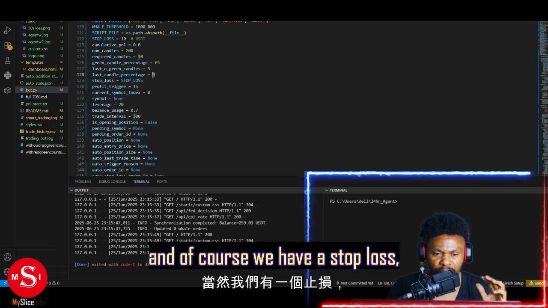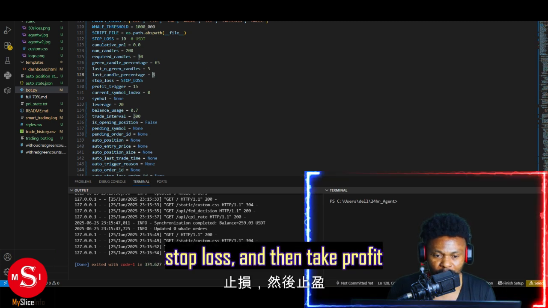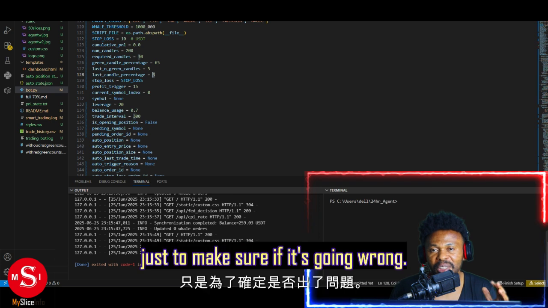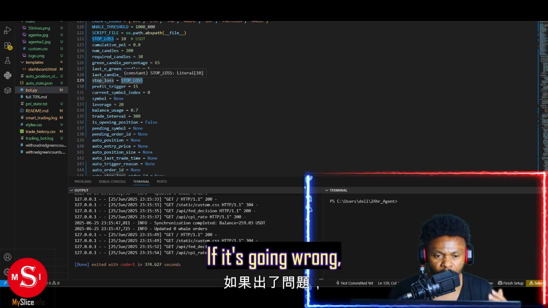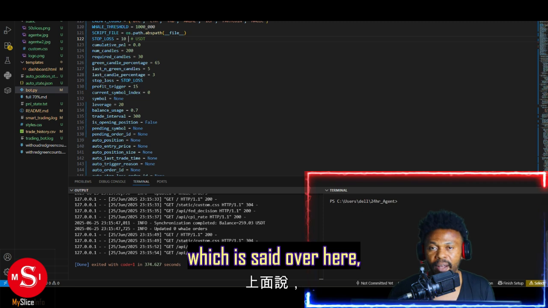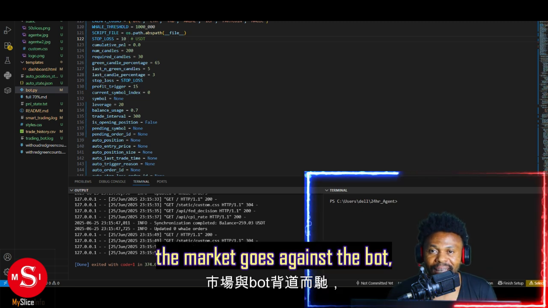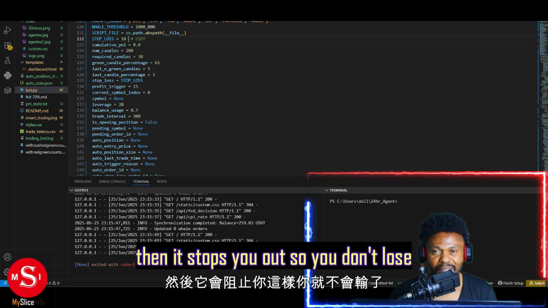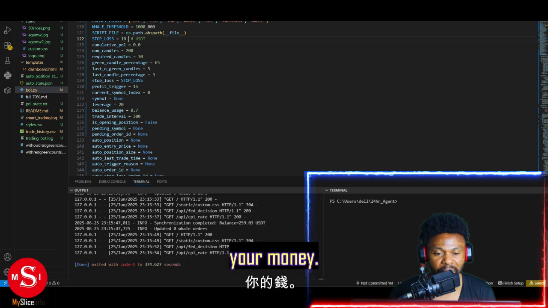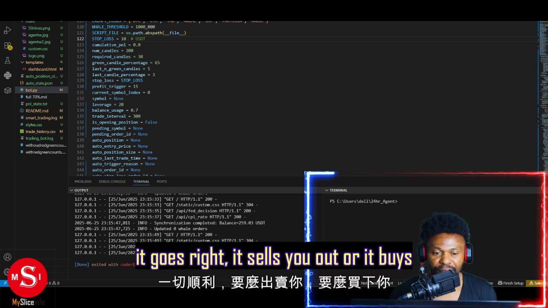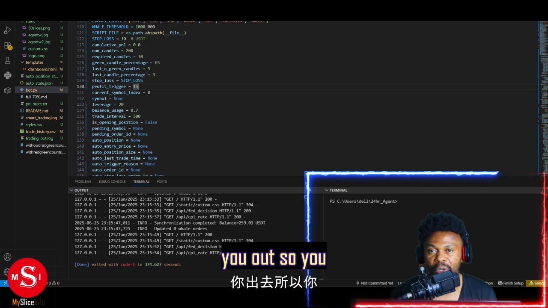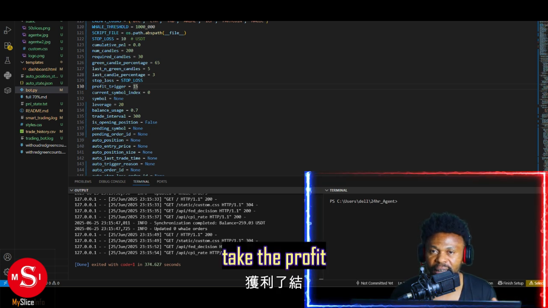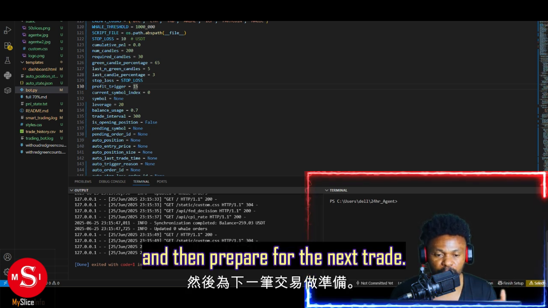And of course we have a stop loss and then take profit, just to make sure, if it's going wrong, which is set over here. If the market goes against the bot, then it stops you out so you don't lose your money. If it goes right, it buys you out, so you take the profit and then prepare for the next trade.